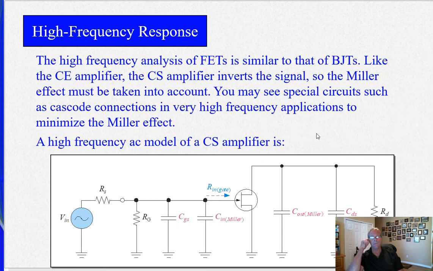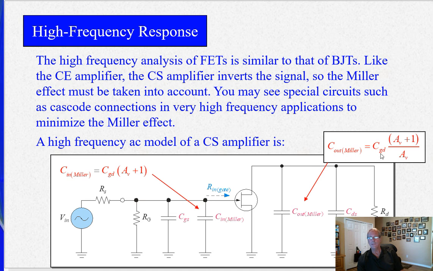Okay, for field effect transistors, similar to BJTs, it inverts the signal because it's similar to the common emitter. This is a common source amplifier. So the high frequency model is C in Miller, CGS, right? It's not BE anymore, it's gate source. And what do we got? C in Miller is CGD times AV plus 1. Same formula, only instead of dealing with CBC, we're dealing with CGD. So it's this capacitor in this part of the sandwich, times AV plus 1. C out is CGD times AV plus 1 over AV. That's the formula from a few slides ago.